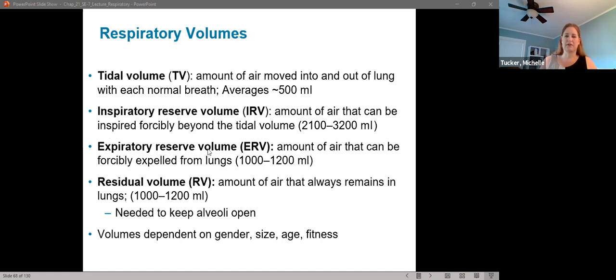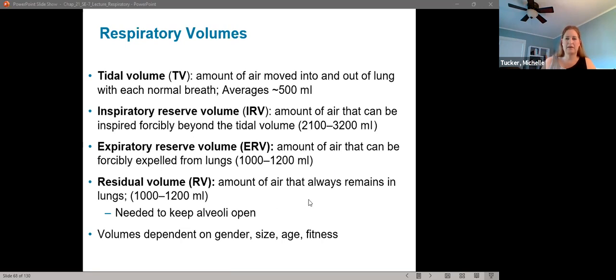Expiratory reserve volume is the amount of air that can be forcibly expelled from the lungs after a normal exhale, and it's a much lower volume. We don't have as great of a capacity to compress that thoracic cavity beyond normal.